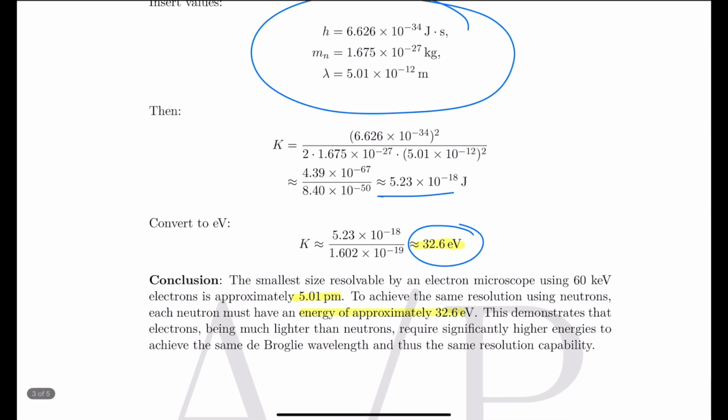So the conclusion says that the smallest size resolvable by an electron microscope using 60 kilo electron volt is approximately 5.01 picometer. To achieve the same resolution using neutrons, each neutron must have an energy of approximately 32.6 electron volt. This demonstrates that electrons, being much lighter than neutrons, require significantly higher energies to achieve the same de Broglie wavelength and thus the same resolution capability.